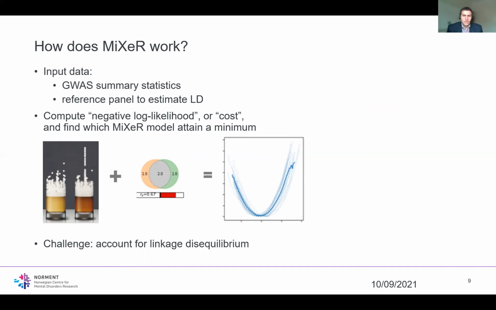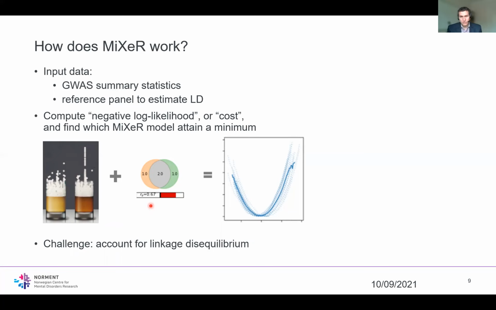As input data, MiXeR uses GWAS summary statistics and an external reference, for example, 1000 Genomes, to get the LD structure. No individual level data is required to run the MiXeR analysis. Then I take the 2 sets of GWAS summary statistics as shown here, and for a given MiXeR model, as shown on the Venn diagram, we compute what's called likelihood. It's a number that describes how well the MiXeR model fits the empirical data from a GWAS.